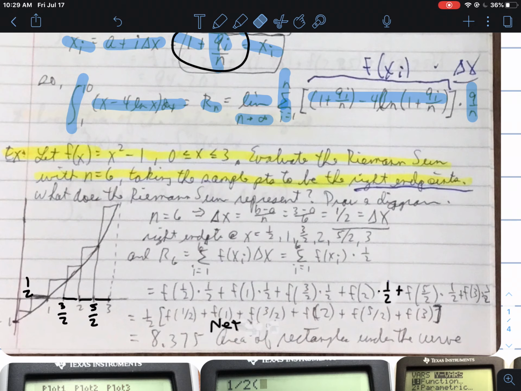Now, drawing a diagram, I'm not going to ask you to do that specifically on a test, so when you're doing your homework problems, don't worry so much about drawing the diagrams. I'm more interested in the actual calculation.